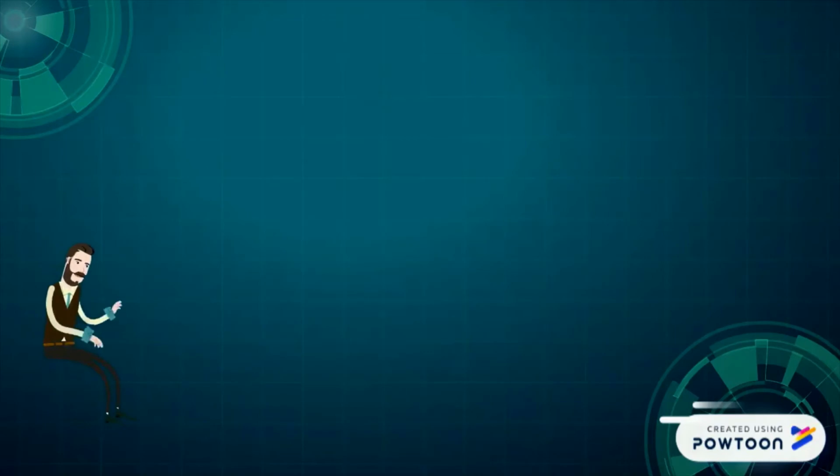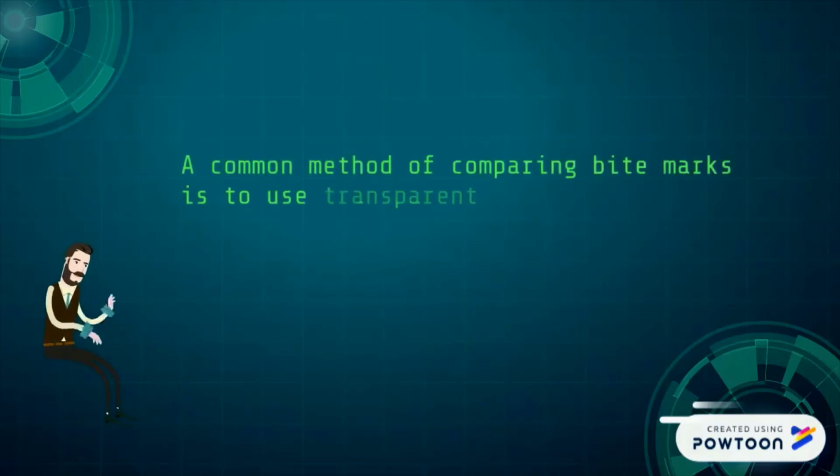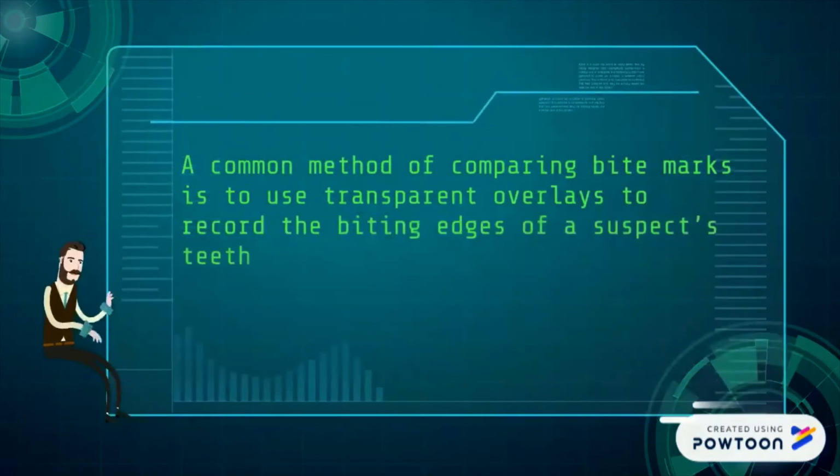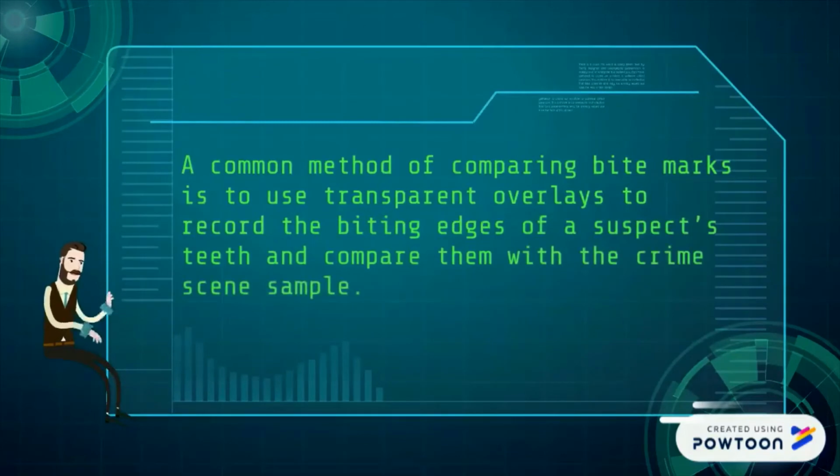A common method of comparing bite marks is to use transparent overlays to record the biting edges of a suspect's teeth and compare them with the crime scene sample. These are often drawn on sheets of acetate, which can then be placed over one another for comparison. If it is possible, a dental cast will be made of the bite mark for later comparison to a suspect sample.